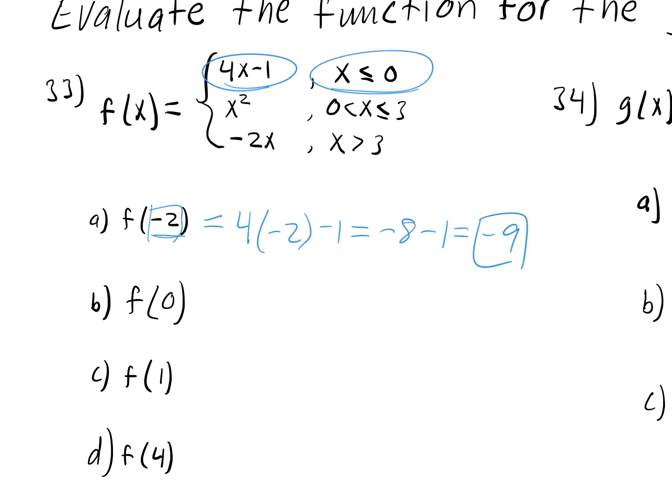All right, so looking at the next one, f of 0. Which one does 0 satisfy? The first one, the second one, or the third one? The first one, right? If we have 0 is less than or equal to 0, it's with equality. It's allowed to be equal to. So you're plugging into the first one again. So 4 times 0 minus 1, we just get 0 minus 1, which is negative 1.